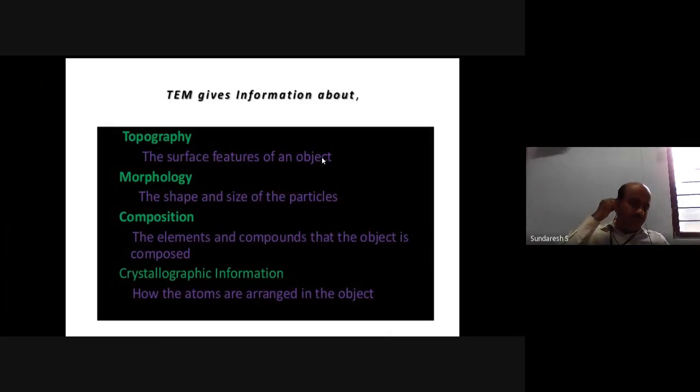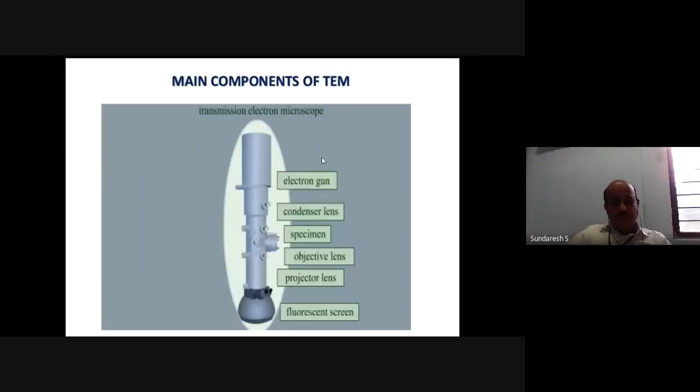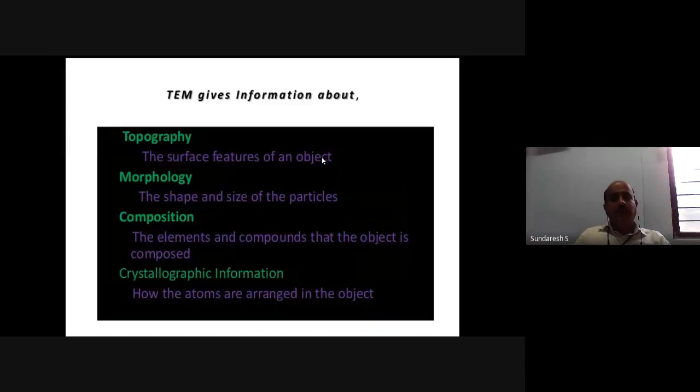Some more slides I will go through for TEM only. So TEM gives information about topography, the surface features of the object. Morphology is the shape and size of the particles. Composition, the elements and compounds that the object is composed of. And crystallographic, information on how the atoms are arranged in the object. So these are the different kinds of information you can get from the TEM.